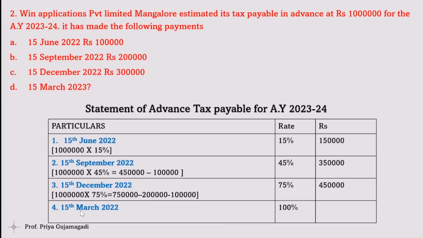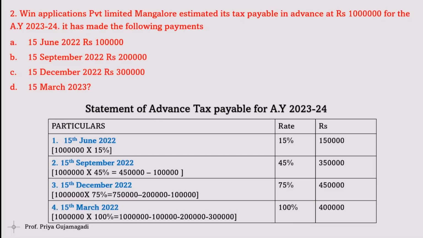So let us see the last installment. 10 lakh into 100%, that is 10 lakh only. In that, in the first installment he has paid 1 lakh, second installment 2 lakh, third installment 3 lakh. So 10 lakh minus 1 lakh minus 2 lakh minus 3 lakh. The amount payable in the fourth installment is 4 lakh rupees. So I hope you have understood this problem.